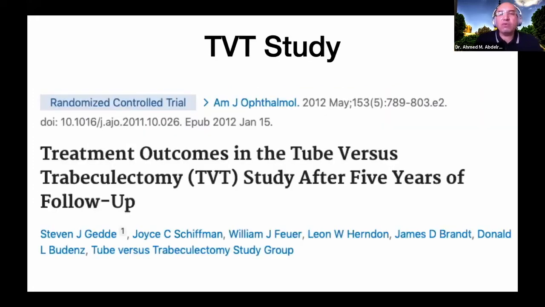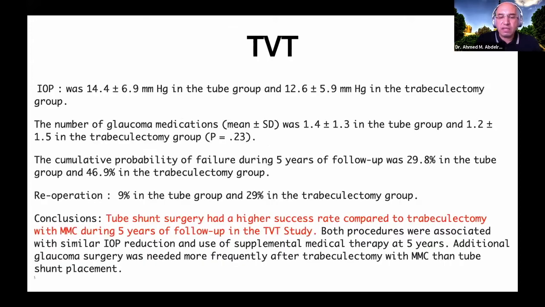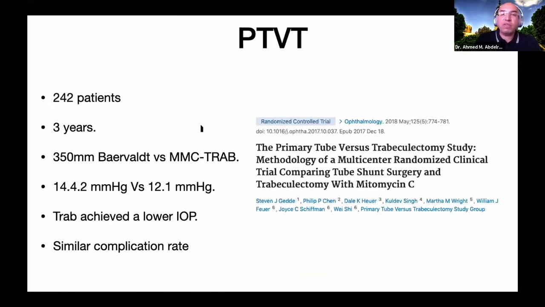Now, there is a big study called the TVT study. What is the TVT study? It studied patients who had undergone previous trabeculectomy and were now in need of further intervention. Those patients were randomized into two groups, to receive Baerveldt implants versus re-trabeculectomy. In this situation, the pressure reduction was comparable, but the probability of failure was higher in the trabeculectomy group. So they concluded that valves do better in patients with already failed trabeculectomy. Based on that, they tried to move forward with the valves as a first option and not wait for trabeculectomy to fail.